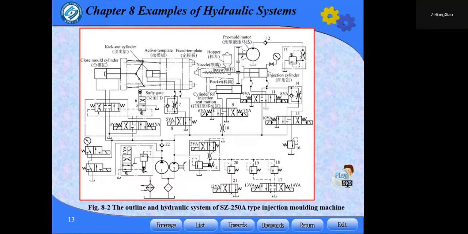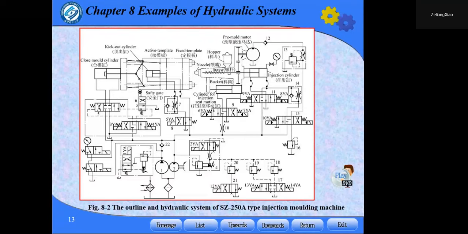First is open the mold chamber slowly. In this process, pump 1 or pump 2 is unloaded and the oil from pump 2 or pump 1 flows into the right chamber of the cylinder. For closing the mold chamber, the left position of electric hydraulic directional valve 5, and the oil in the left of the cylinder goes into the tank by valve 3.